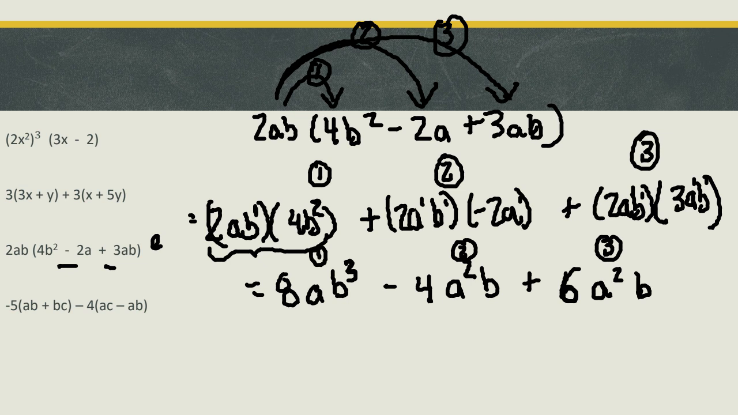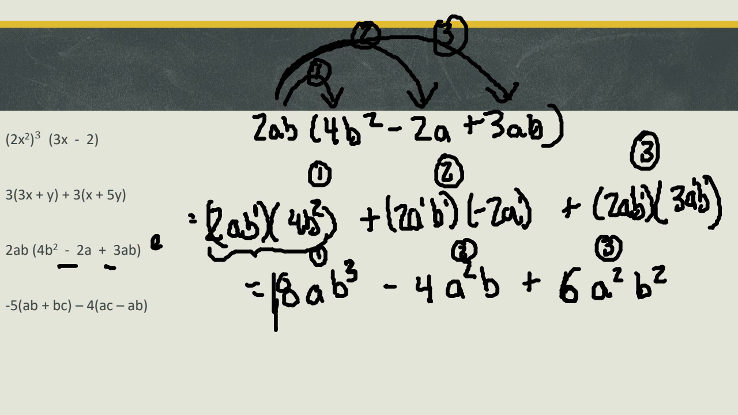So now the question is, can I go any further? Can I simplify this any further using my addition and subtraction rules? No, because I have an ab cubed, then I have an a squared b, then I have an a squared b squared. So none of these are like terms, right? When we talked about combining our like terms, none of these are like terms. So this would be my final answer.